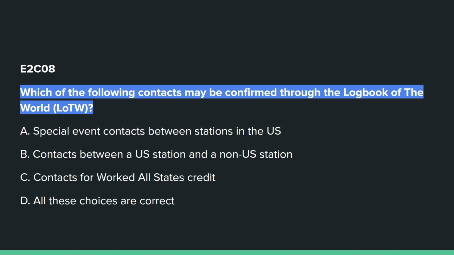E2C08, which of the following contacts may be confirmed through the Logbook of the World, also known as LOTW? D, all of these choices are correct. So A, a special event contact between stations in the U.S. B, contacts between a U.S. station and a non-U.S. station. And C, contacts for Worked All States credit.